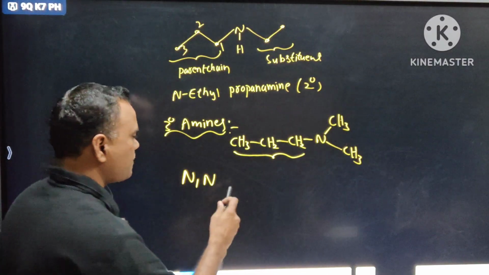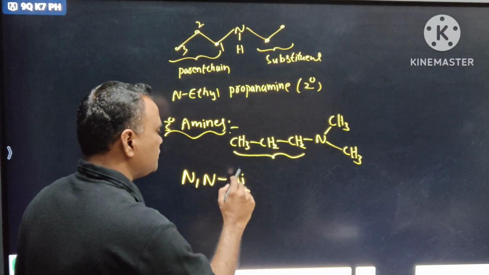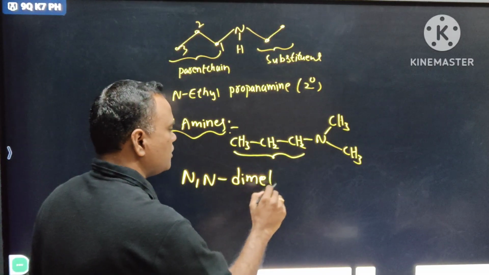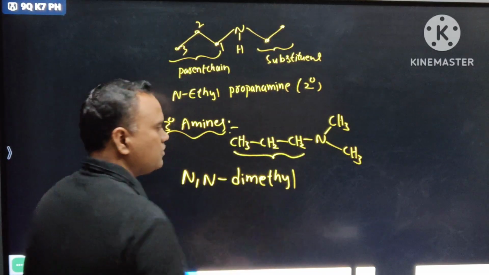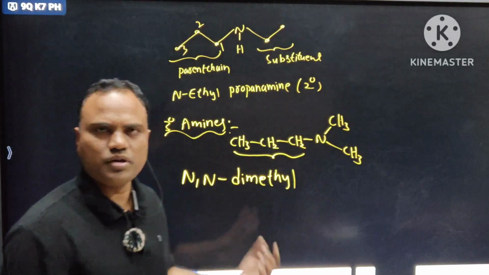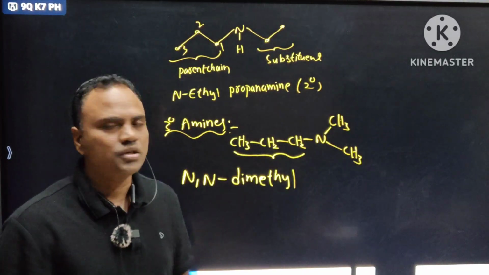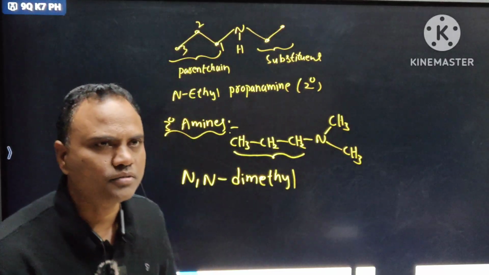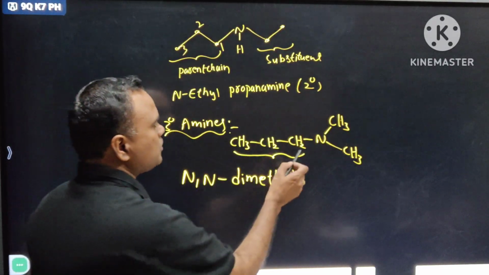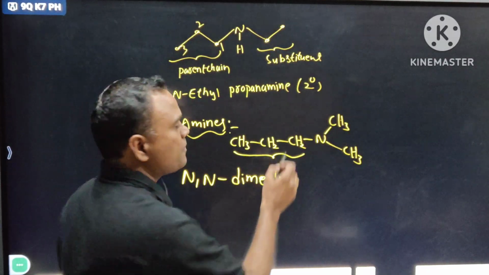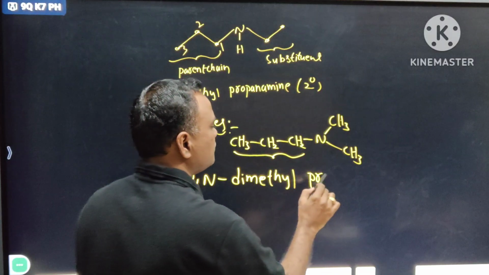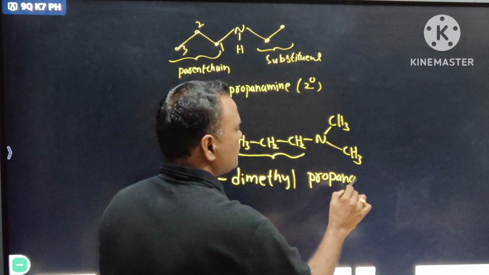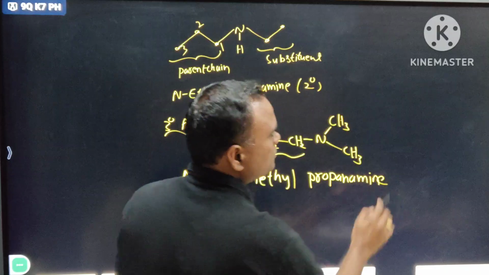N comma N dimethyl. Right? We have to write like this. 3 degree amine, N comma N dimethyl. Total how many carbons are present here? 1, 2, 3. N,N-dimethylpropanamine.